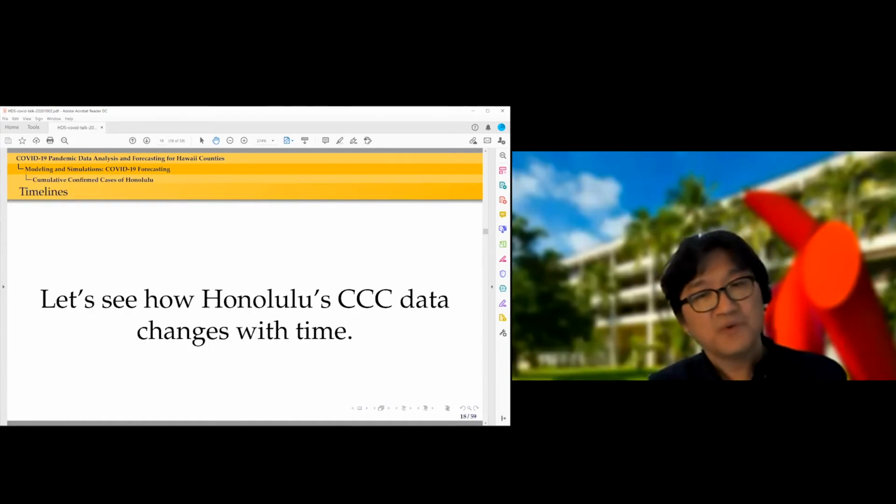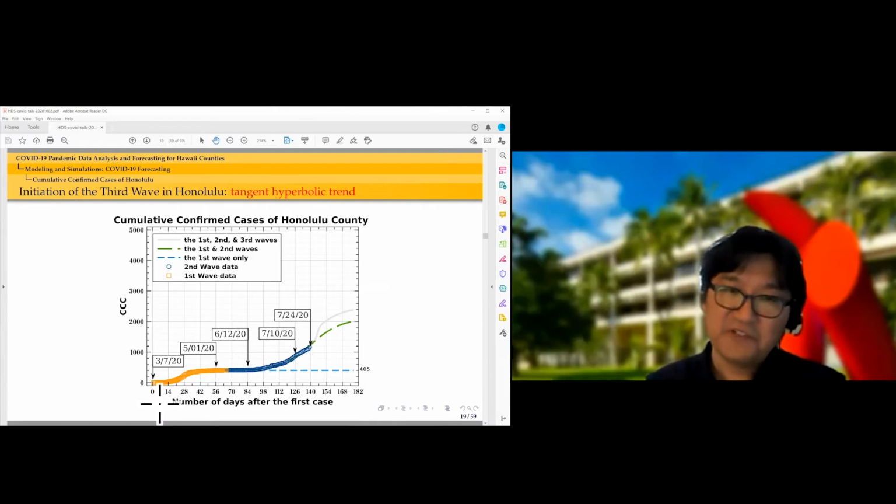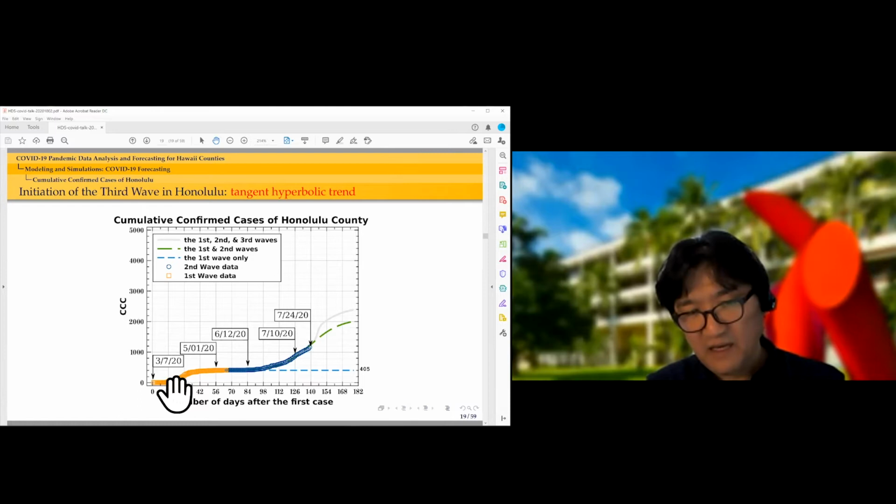Let's see how the Honolulu CCC, cumulative confirmed cases or total infection number data, changes with time. So actually 0 indicates the first occurrence of a case in Hawaii. That is March 7th. From March 7th toward mid-June, it increases, stays for a while, then increases and goes back to some constant value.